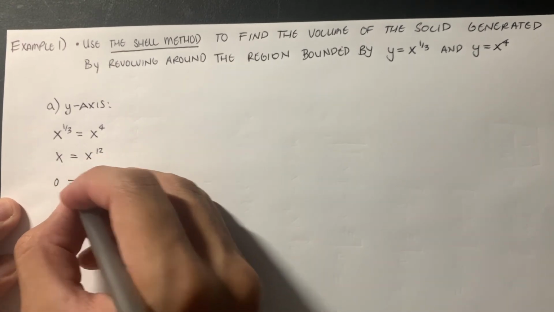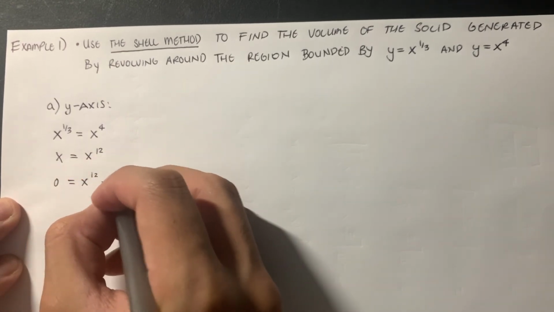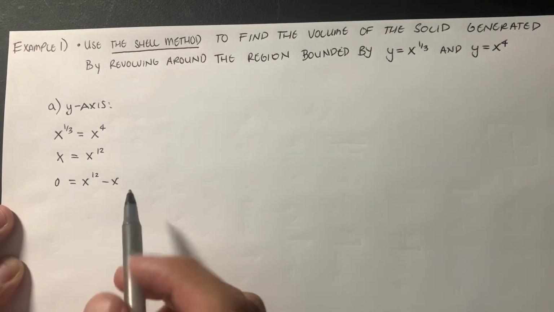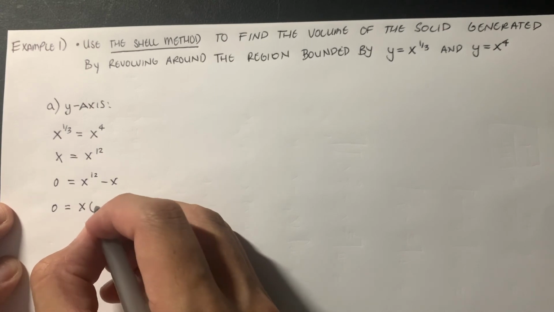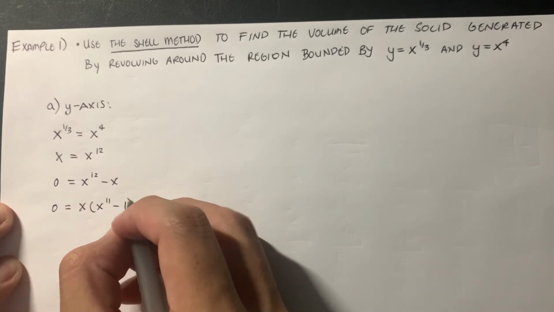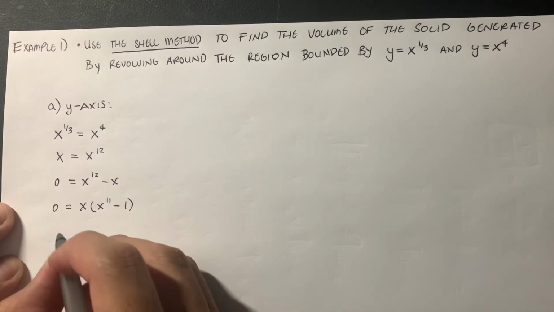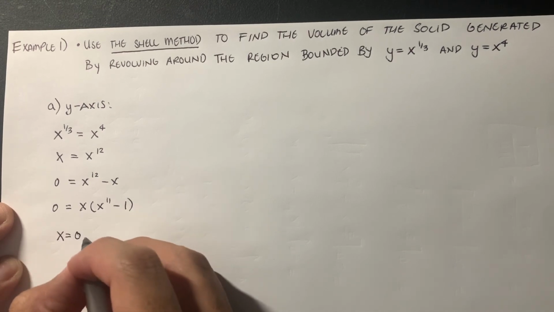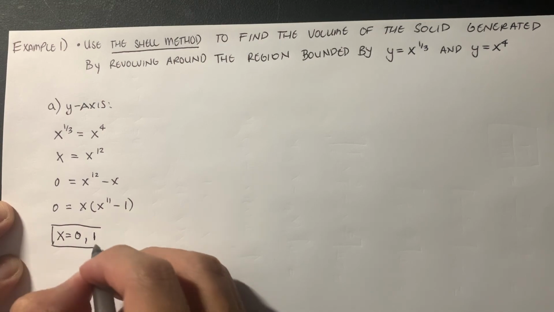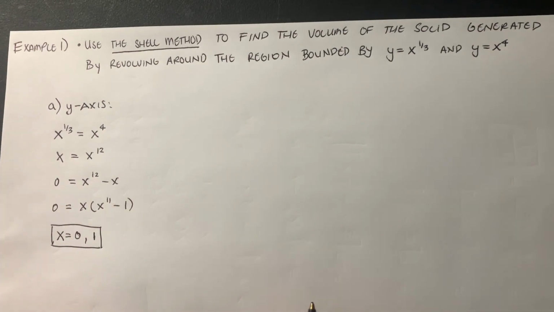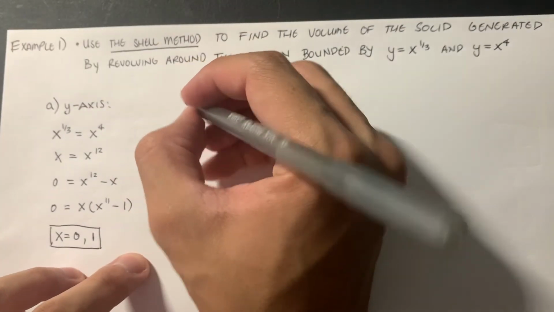So it becomes 0 equals x to the 12th minus x. And we're going to go ahead and factor an x out of there. So it becomes 0 equals x times x to the 11th minus 1. And with this formula in mind, we're able to calculate that x equals 0 and 1. So these will be our points of intersection when we're doing our graph. So we're going to go ahead and start that now.